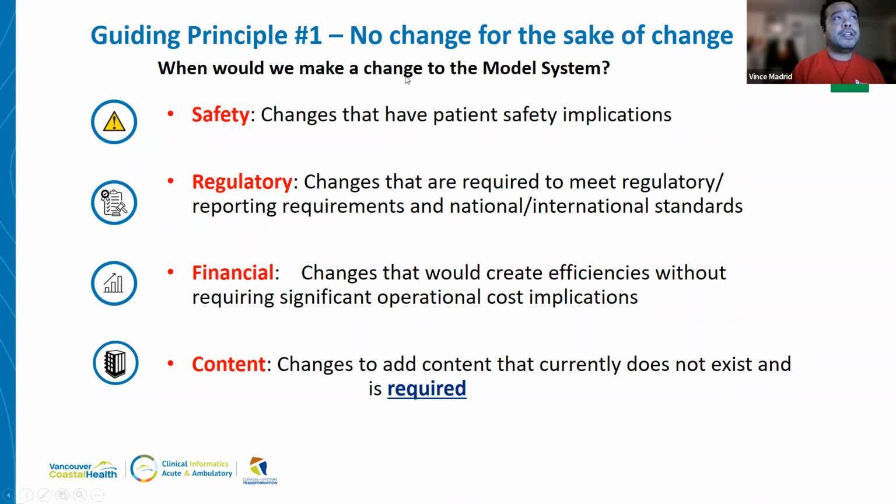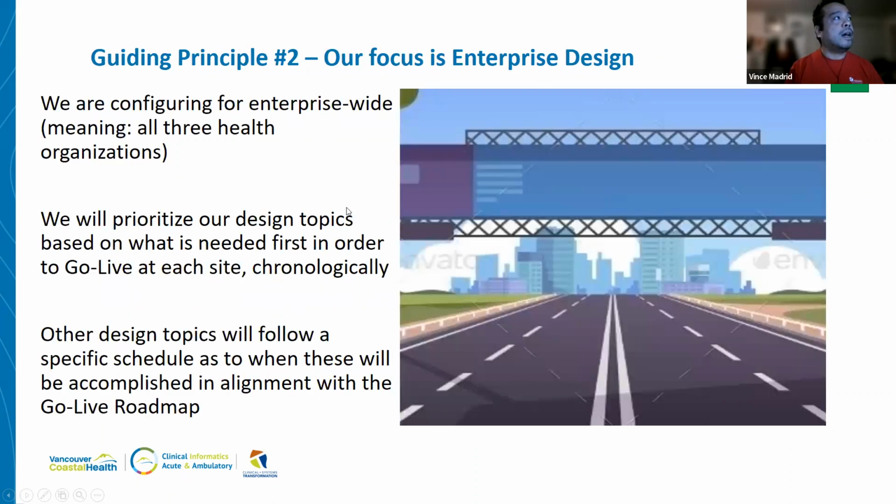Guiding principle number 1: no change for the sake of change. When we make change to a model system, if there are any safety implications, if there are any regulatory implications, changes that are required to meet regulatory and reporting requirements for national and international standards, financial changes that will create efficiencies without requiring significant operational cost implications, and content, of course, if it doesn't exist and it is required for go live.